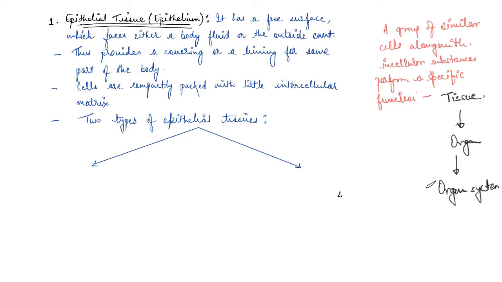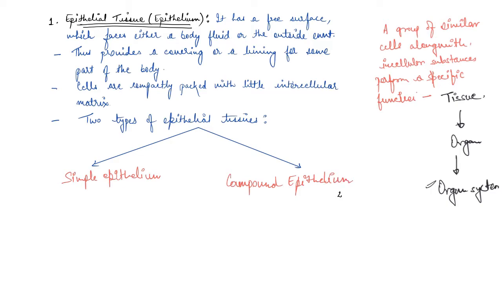Now, cells of epithelial tissues are compactly packed, and there is very little intercellular matrix. There are two types of epithelial tissues. One is simple epithelium and the other one is compound epithelium.